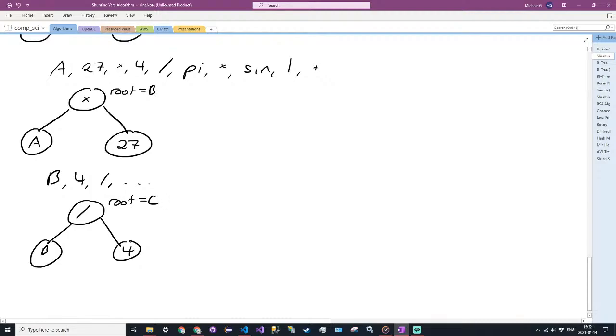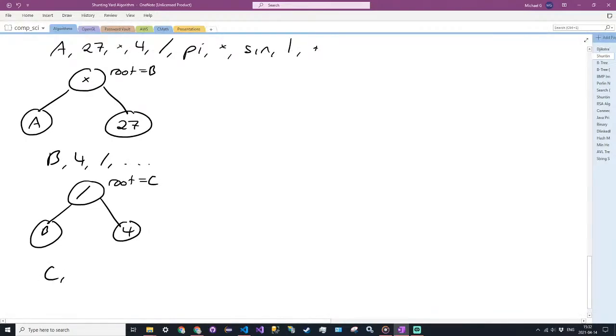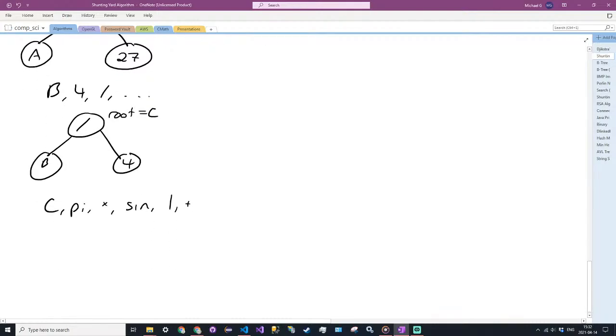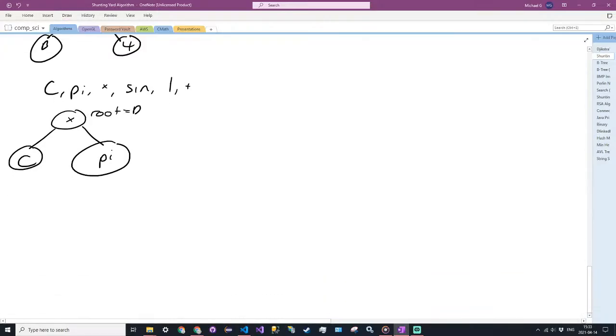So now we have C as the root. And then we will do C, pi, times, so C and pi linked together by a multiplication. And this root is now called D. And then we have our D, sine, 1, plus.